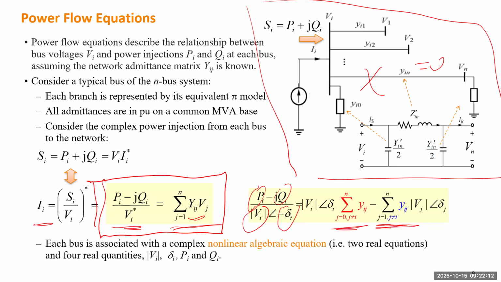So our goal is to solve for all the 4 values, or if we don't know all of them, if we're given P and Q, we need to calculate absolute V and delta. If we're given P and absolute V, we need to calculate Q and delta. So anyway, for each bus, we need to determine the 4 real variables. But we only have n complex equations, which are equivalent to 2n real equations. So for each bus, we need to know 2 of the 4 values to make all equations solvable.